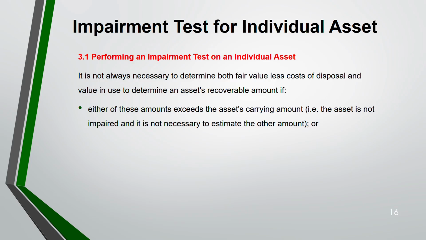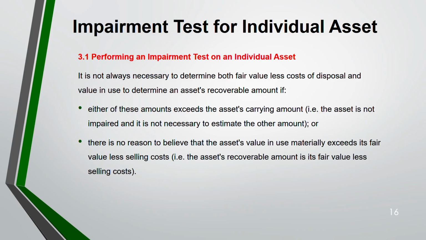If either of these amounts, that is value in use or fair value less cost of sale, is more than the carrying amount, that means the asset is not impaired. You don't have to estimate any other amount. You just have to find one, either fair value less cost of disposal or value in use. If one of them is higher than the carrying amount, you don't have to find the other figure. Or there is no reason to believe that the asset's value in use is materially more than the fair value less cost to sell.